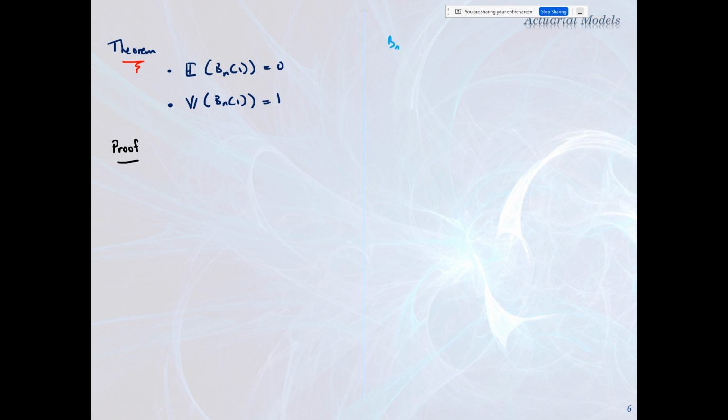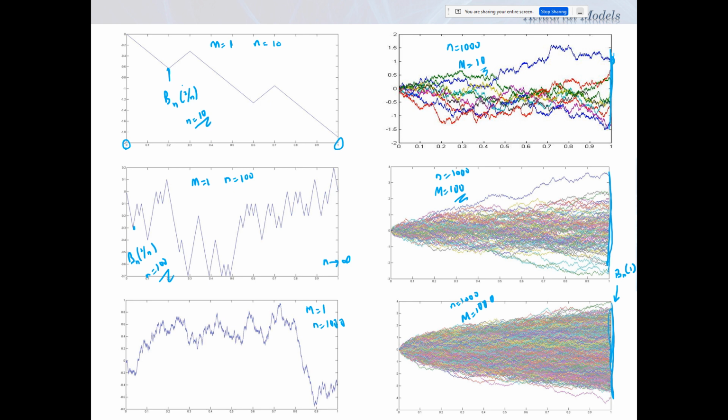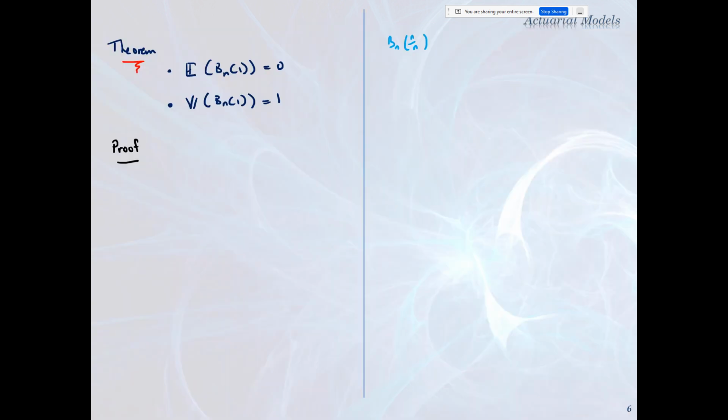What is Bn of 1? It is Bn(n/n). So we are speaking of these points which appear here, and we want the distribution of this. So how do we do that? Let's just try to calculate the expectation and the variance, deduce what the mean and the variance are, and then what the distribution is afterwards.